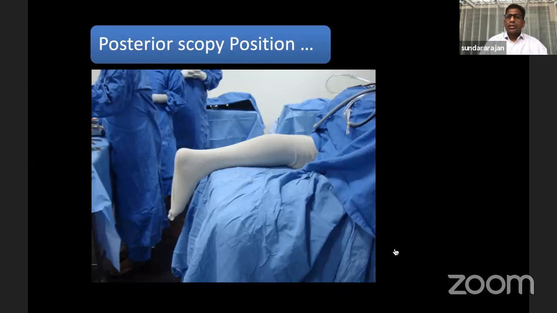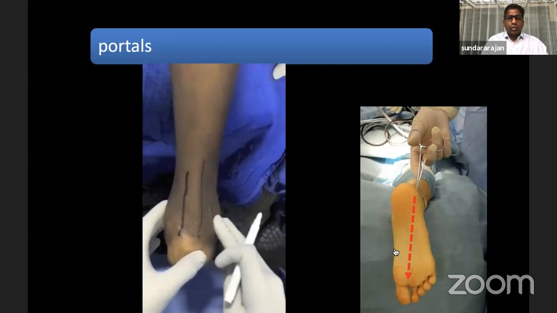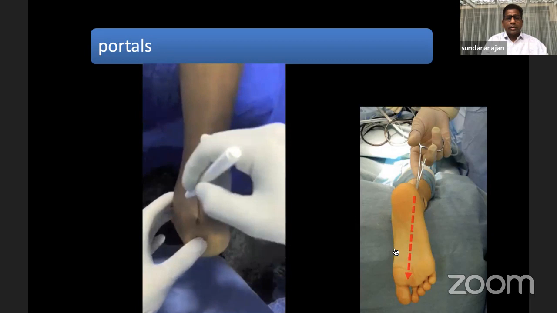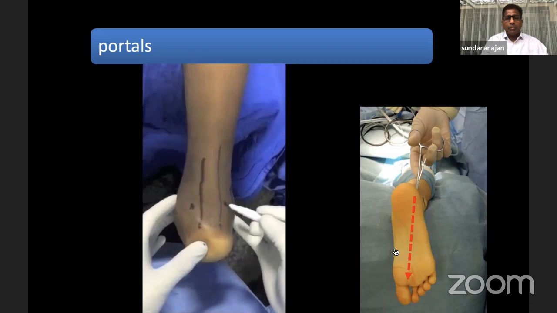Coming to the posterior scopy, again the position is the prone position. Make sure again there is the same kind of space between the table and the foot so that it allows free movement. For the portals, you mark the tendo Achillis on either side, then mark the lateral malleolus and the tip of the lateral malleolus. The tip of the lateral malleolus corresponds to the tendo Achillis. That is the portal for the posterolateral portal, and that is the posteromedial portal. But this can go up and down depending upon the position or the surgery you do.